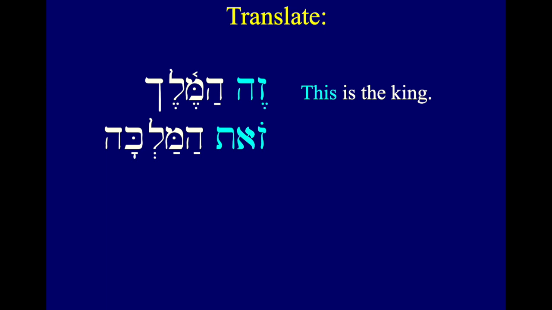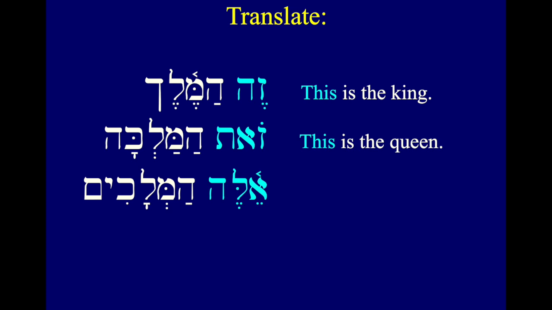Or here's another example. Zot, remember this is our feminine singular demonstrative. This, ha-malka. Now malka is like melech, same root meaning ruler, but it has a kametz he ending, which is a feminine ending, so it's the queen. The zot comes first, it precedes, and it does not have a definite article. So this is the queen. Or next, Ela ha-malachim. These are the kings. Or you could say these are the royal ones, because that could include some feminine members as well.